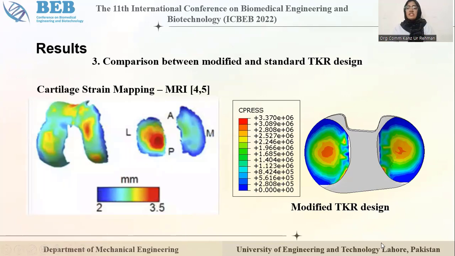The third achievement was that we compared the results of our computational model with the strain mapping of cartilages that was done by previous researchers through MRI scans. We found that our modified TKR design was in closer proximity with the anatomical stresses and the cartilage strain mapping of an actual anatomic knee. Thus, our modified TKR design was in greater proximity and closely exhibited the accurate anatomic conditions of an actual knee, right?